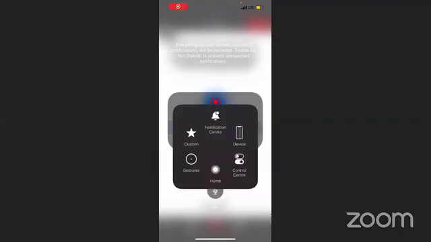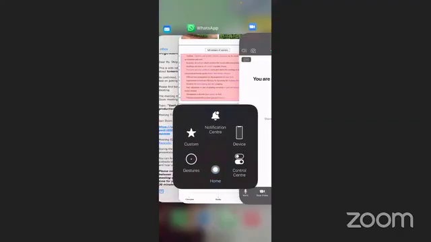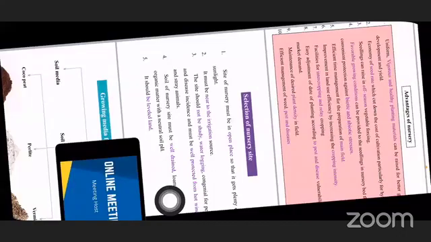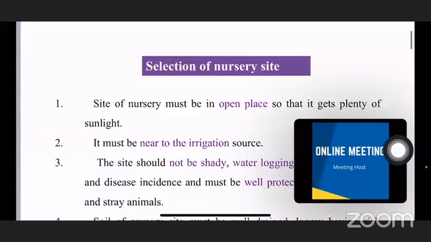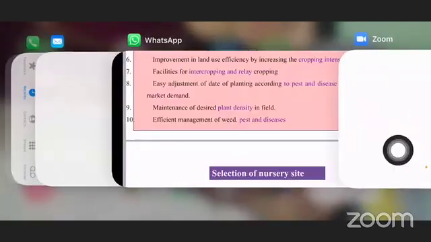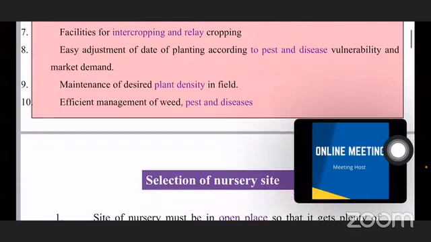Sorry for the interruption. Yeah, that's okay. Please turn on your video and share your screen, Ms. Shilpa. Yeah, now you can share your screen. Okay, is it visible? My screen is visible, right, ma'am? Yeah, it is visible.